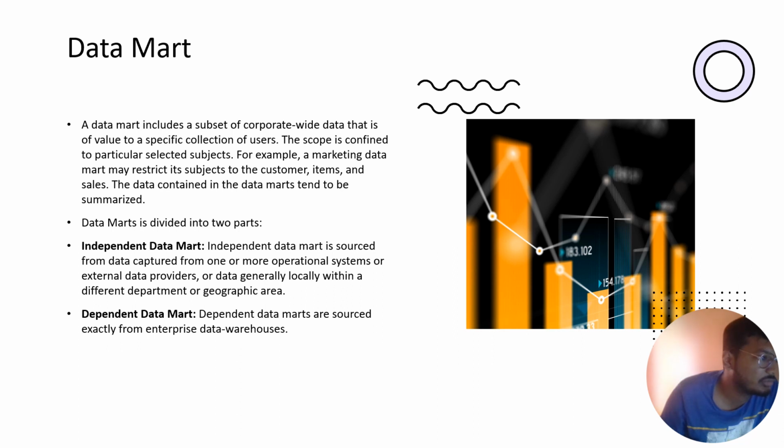Data mart is divided into two parts. The first one is the independent data mart, and the other one is the dependent data mart. So, what is an independent data mart? An independent data mart is sourced from data captured from one or more operational systems or external data providers, or data generated locally within a different department or geographic area.